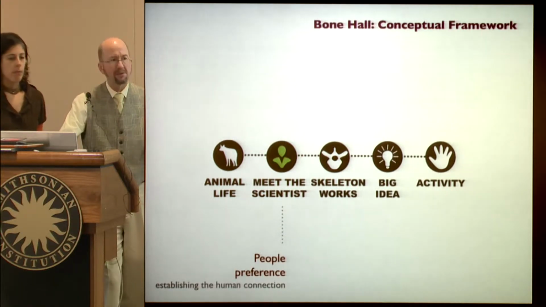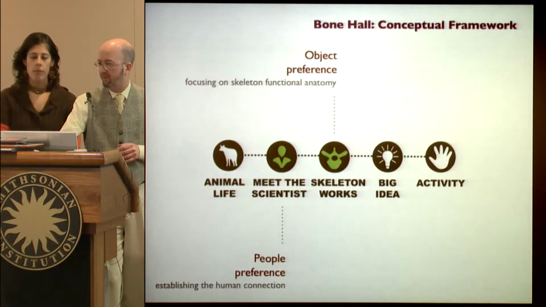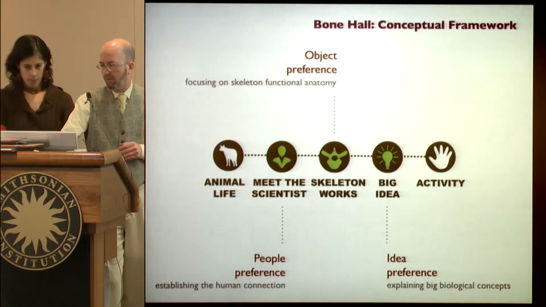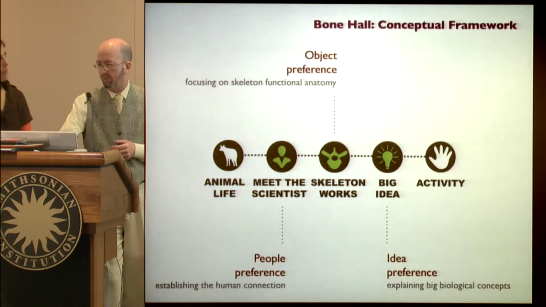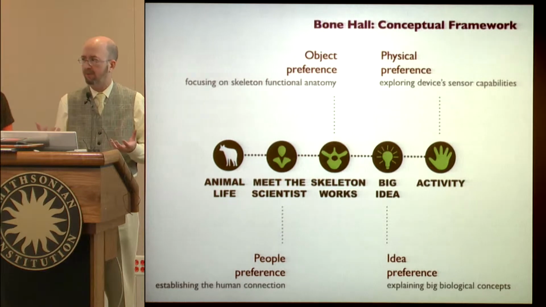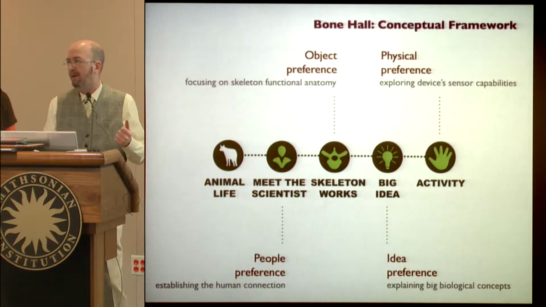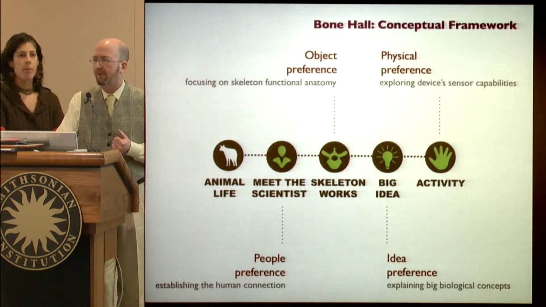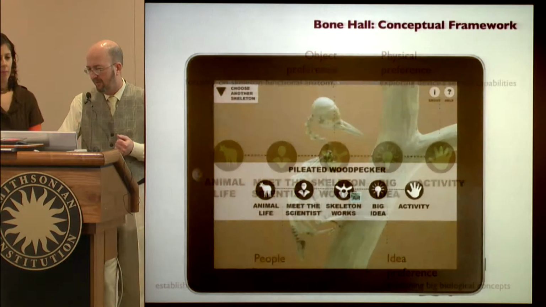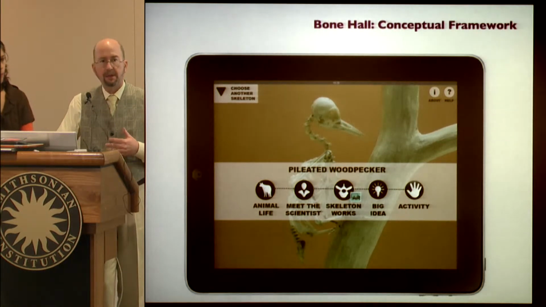We created a Meet the Scientist for the people preference people, Skeleton Works for object preference people, Big Ideas for people who are interested in concepts more than anything else, and for physical people or kinetic people who have to be active, we've created activities that they can engage with. And then we added another category called animal life for animal people. And this is a screen capture of how that looks on the design of the app. And with that, I'll turn it over to Diana, as she is responsible for designing the user interface.